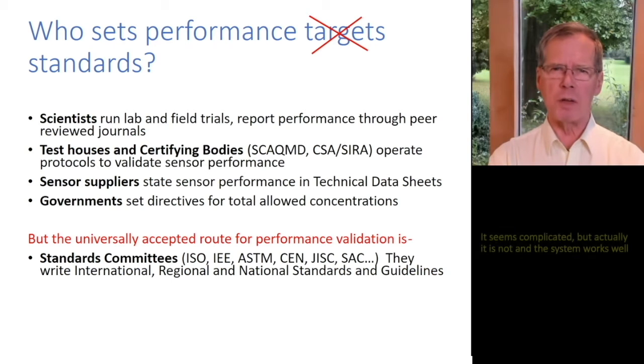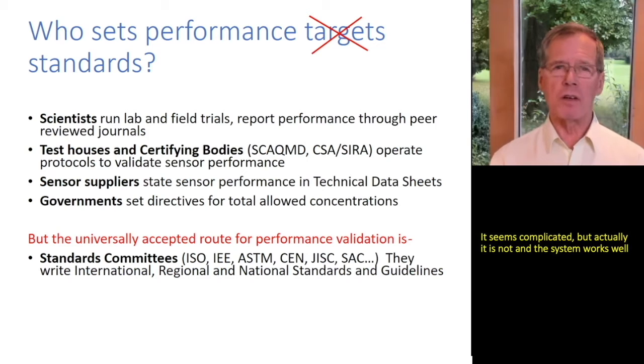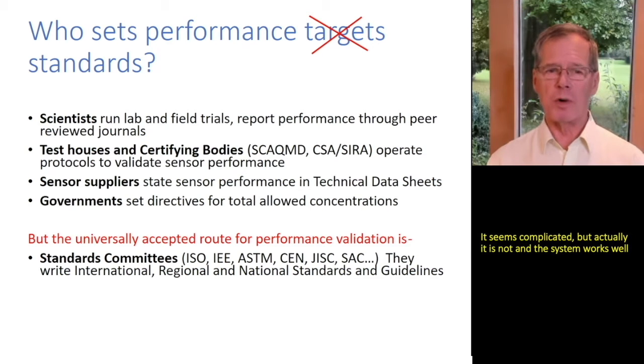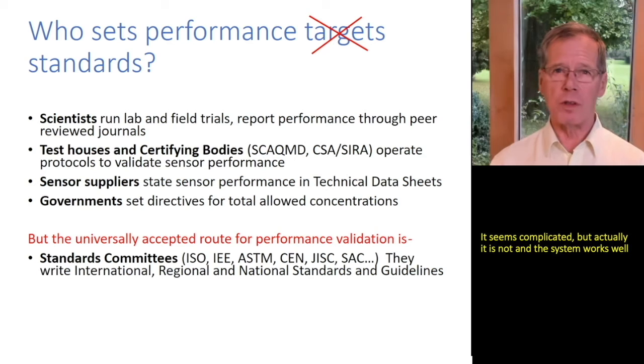Well, first of all, we set performance standards. And we start with the people and the scientists who run lab and field trials and report performance in peer-reviewed papers. We also have test houses and certifying bodies, South Coast Air Quality Monitoring, CSIRA, CSA, they operate protocols to validate sensor performance. We also have people like the Joint Research Council in ISPRA in Italy. And from a sensor supplier, you can find out from their technical data sheets the performance that they state. But remember, the sensor system manufacturers who integrate those sensors into their cases will have modified the sensor performance, and the raw sensor data is not always adequate for predicting how the sensor actually operates.